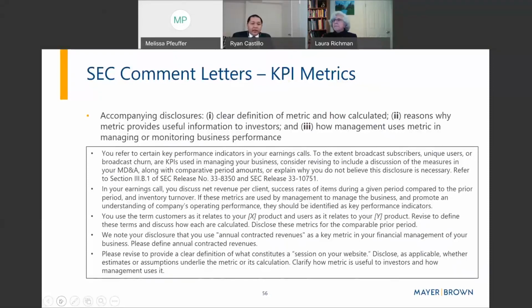Now, with respect to KPIs, the staff asks companies to identify and label metrics used as KPIs, elaborate how management uses them, and explain their usefulness to investors. In bullet 2, the filer was asked to identify and define net revenue per client and explain why management was using the metric. In bullet 3, the company was asked to define the term customers for specific products and disclose the numbers for the comparable period.